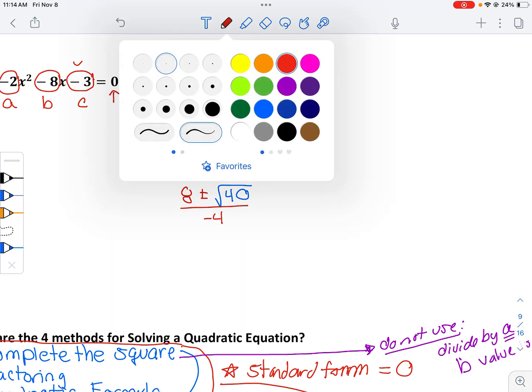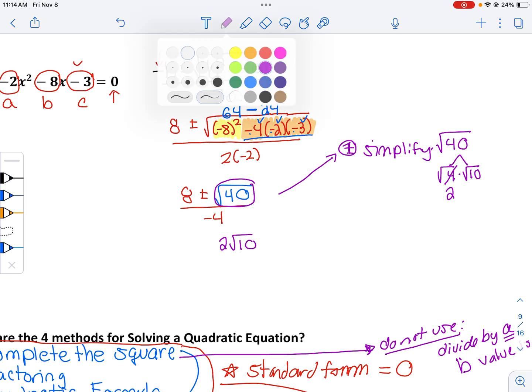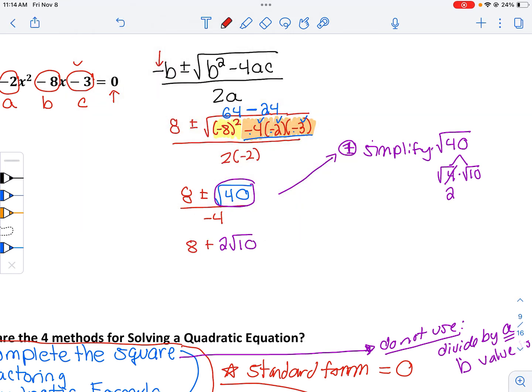Okay, so at this point, now I'm down to those 2 steps that I mentioned on the last one. Step 1 is to simplify the square root. Now, on the last one, we had an imaginary. This one is not, but we still simplify it. That's going to be square root 4 times square root 10. Square root of 4 is a perfect square. That's 2, which means I'm going to replace the square root of 40 with 2 square root 10. And I'm going to rewrite the rest of the problem again. 8 plus minus over -4.